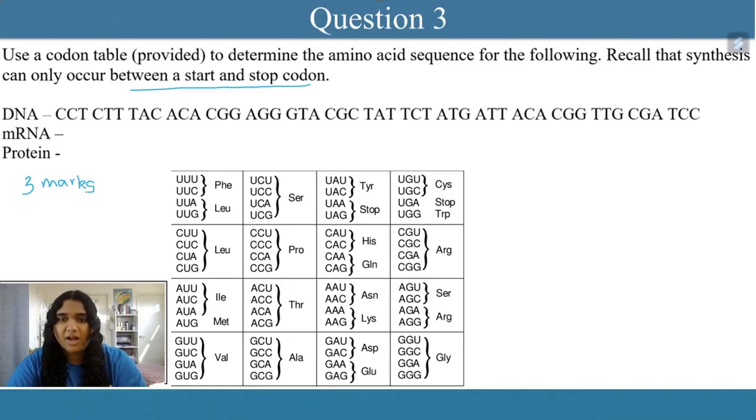For any of you who are wondering, anytime you're required to translate DNA into a protein sequence, that codon table is going to be given to you in your exam paper. You will not be needed to memorize what the start and stop codons are. They will be told to you. So with that being said, give yourself about 2 to 3 minutes to answer this question and come back for the explanation for said question.